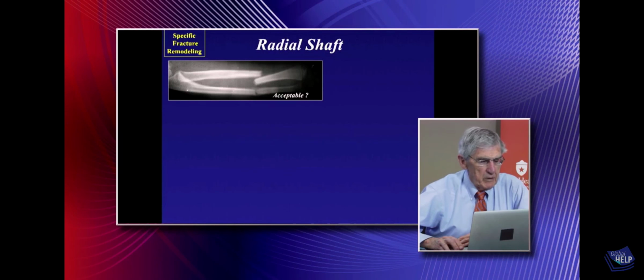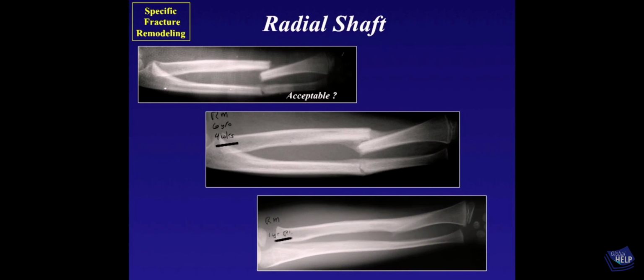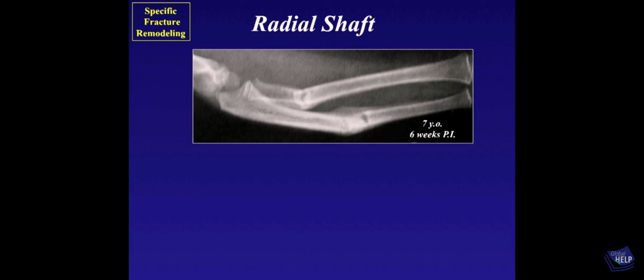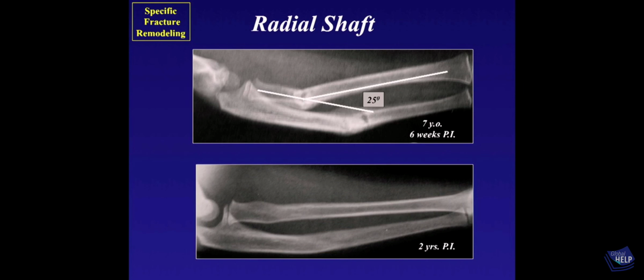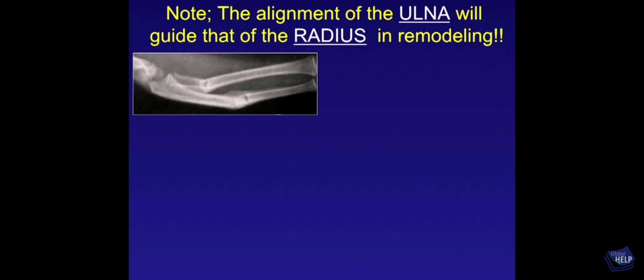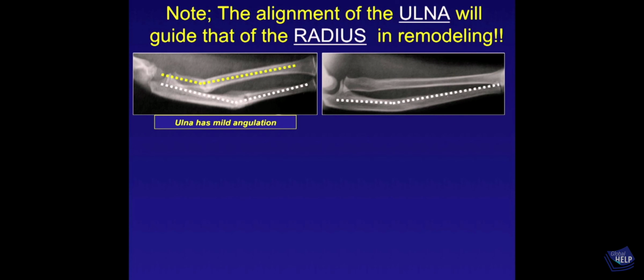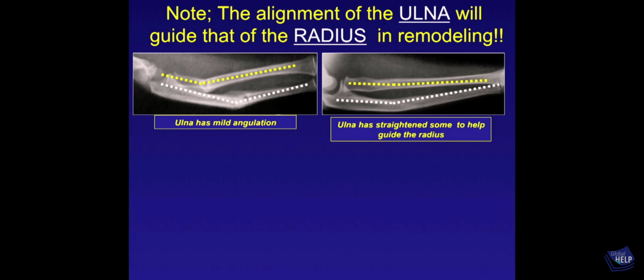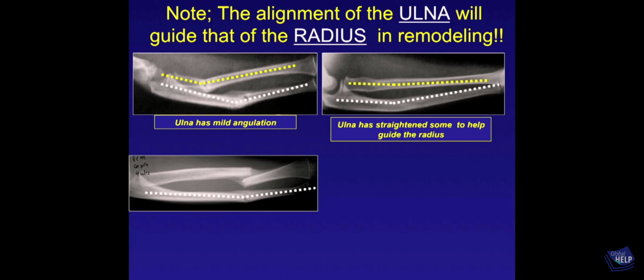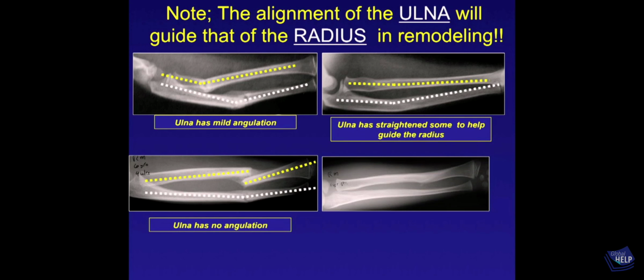So, radial shaft fractures. Here you can see how this remodels. Now, if the ulna is not aligned, the ulna kind of guides the radius, as you can see here. And if it's not aligned, the ulna will guide the radius in remodeling. If it's crooked, you'll get some remodeling, but you'll still have some angulation. But like our patient here, the ulna is completely straight, and it remodeled, aligned it, and served as a guide, and we got complete remodeling of the radius.